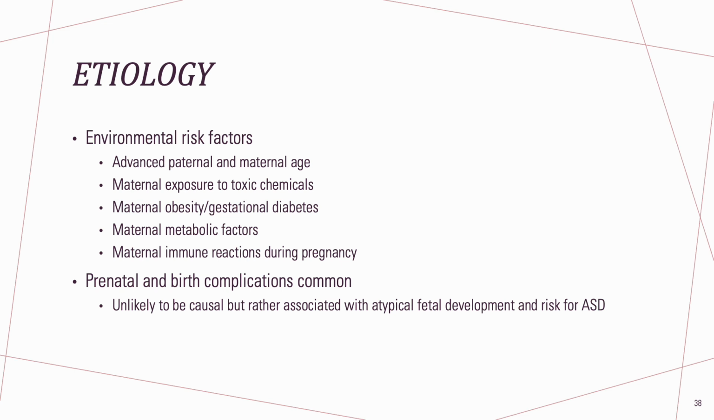As far as environmental risk factors, these include things like advanced paternal and maternal age, so basically older parents, maternal exposure to toxic chemicals, maternal obesity or gestational diabetes, maternal metabolic factors, and then maternal immune reactions during pregnancy. It's also very common for there to be prenatal and birth complications among people with autism, but this is unlikely to be causal, but rather associated with some of the typical features that we see in people with autism.